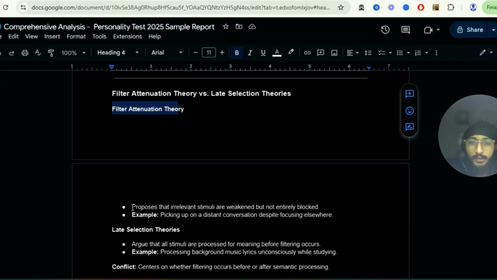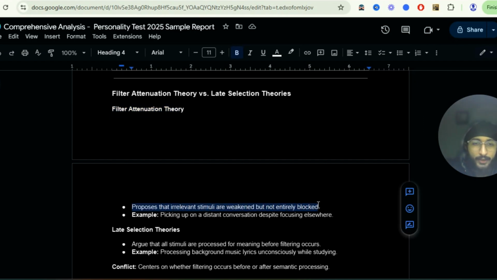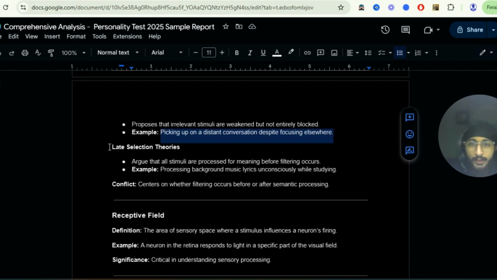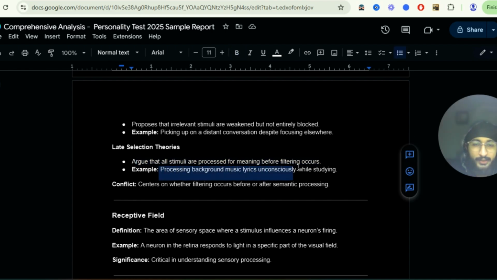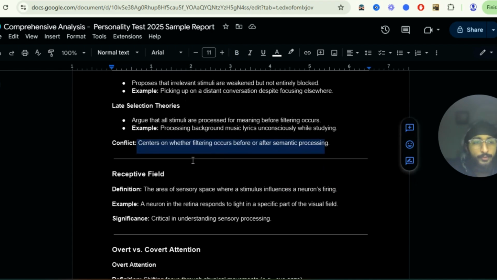Filter attenuation theory proposes that irrelevant stimuli are weakened but not entirely blocked. Example: picking up on a distant conversation despite focusing elsewhere. Late selection theory argues that all stimuli are processed for meaning before filtering occurs. Example: processing background music lyrics unconsciously while studying. Conflict centers on whether filtering occurs before or after semantic processing.